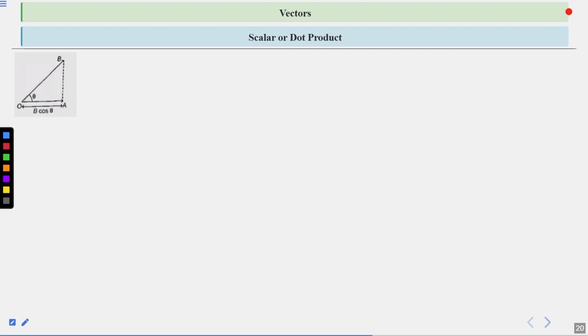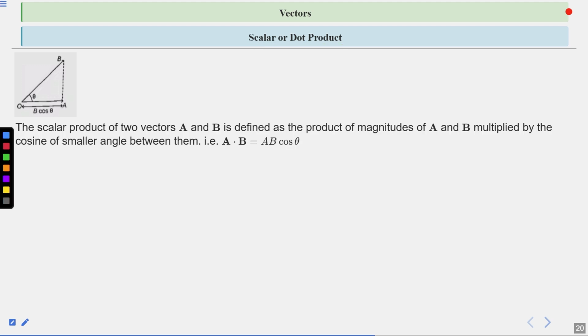Now we will learn some important formulas related to scalar or dot product. The scalar product of two vectors, A vector and B vector, is defined as the product of the magnitudes of A vector and B vector multiplied by the cosine of the smaller angle between them. So A vector dot B vector is equal to AB cos theta, and this relation is very important. A dot B is equal to AB cos theta.